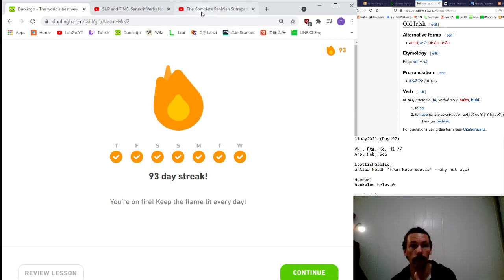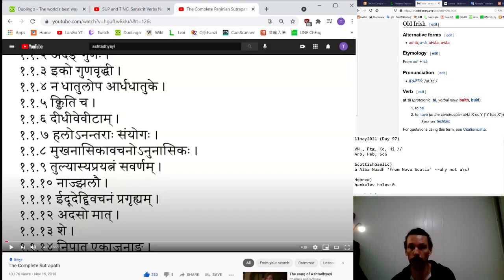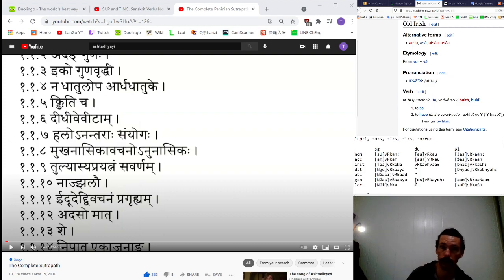Let's also go over those first few sutras and see what nouns belong in this wolf inflection class. Like I said, it's very common. So what would go like wurkaha, wurkau, wurkaha in these?